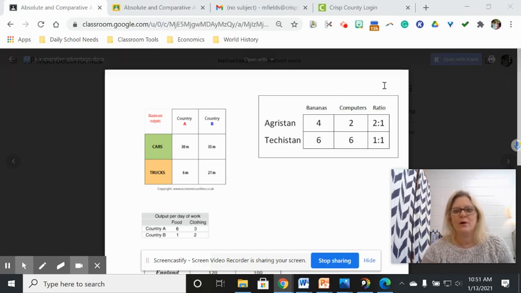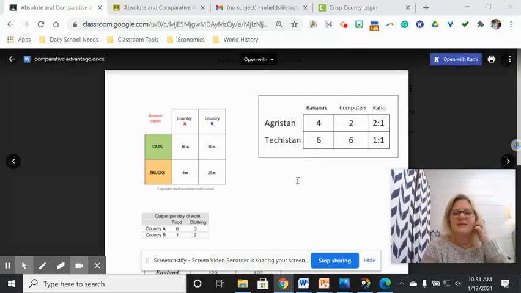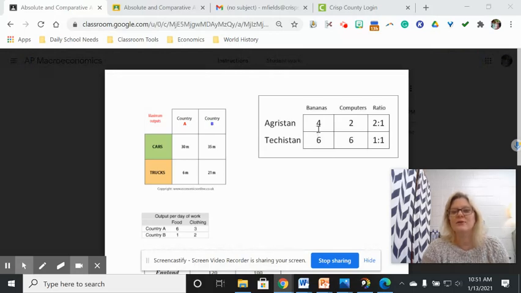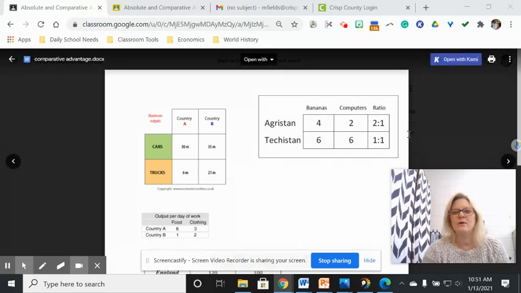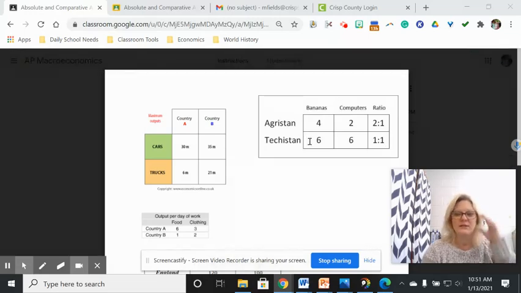Okay, I'm going to work this problem right here and show you how to search for the comparative advantage in the terms of trade. So what you should see right here is that Tekistan has the absolute advantage in both bananas and computers, simply because Tekistan makes more bananas than Agristan does. And they also make more computers than Agristan does. So Tekistan has the absolute advantage because they make more. Right? Then we're going to work out the problem to figure out who has comparative advantage in each.